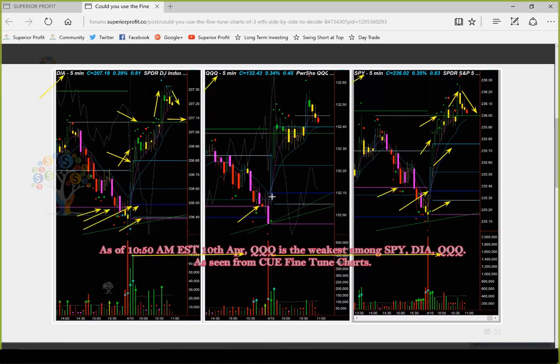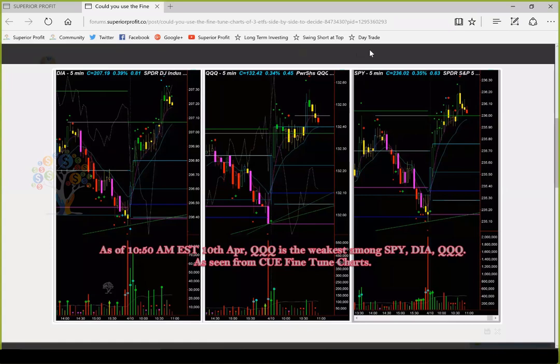For QQQ, it opened close to last day's close, early range low, early range high was formed, but price couldn't go up much higher. It tried to go up, came back down, and at the right edge, it is very close to the early range high. Whereas for SPY, there was still significant distance. For DIA also, there was significant distance to early range high. So QQQ, I concluded, was the weakest. And if I was going to short any of them for day trading, QQQ would be the choice.